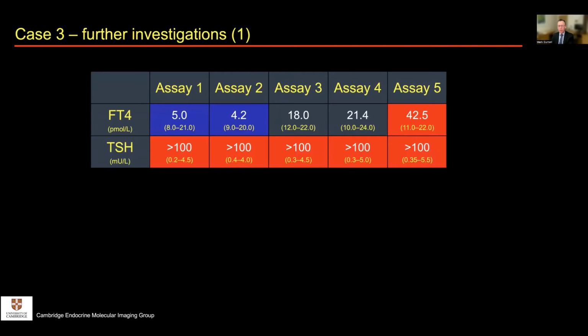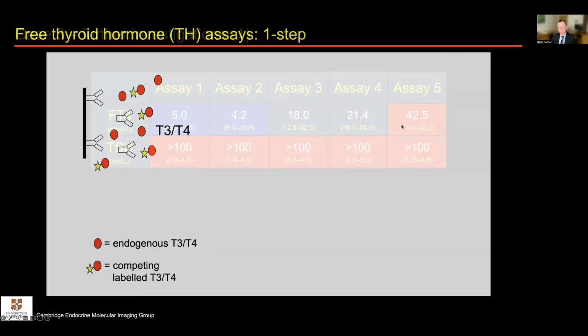In actual fact, when this patient had a blood sample taken and sent to 5 different laboratories running 5 different assay platforms, you can see dramatically different results in the free T4 assays, but a very consistent elevation of the TSH, suggesting the patient really had genuine hypothyroidism. But in the free T4 assays, depending on where you sent the sample, the patient was either thyrotoxic, euthyroid, or hypothyroid. And clearly that cannot be true.